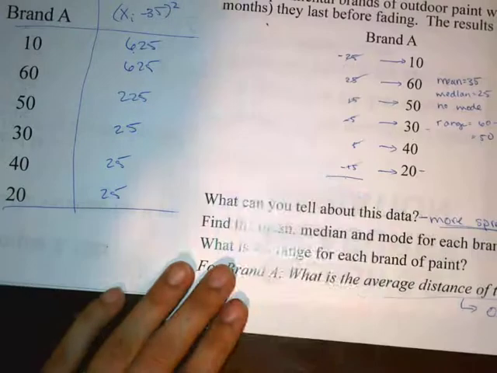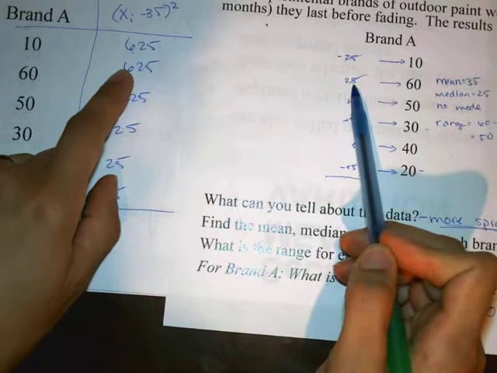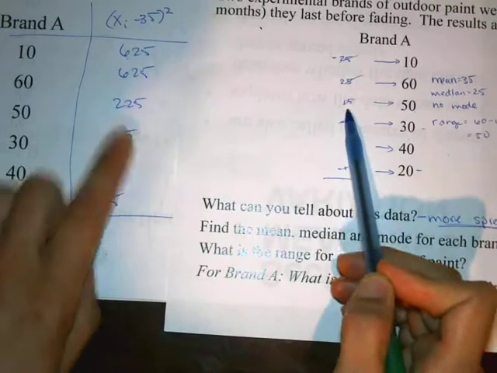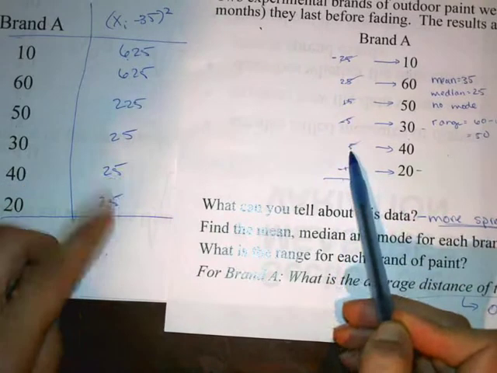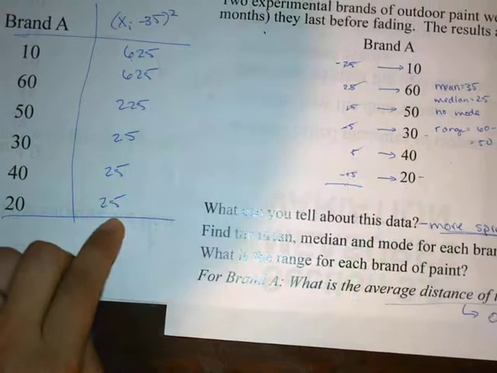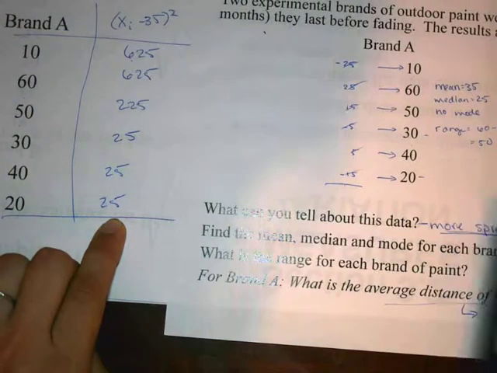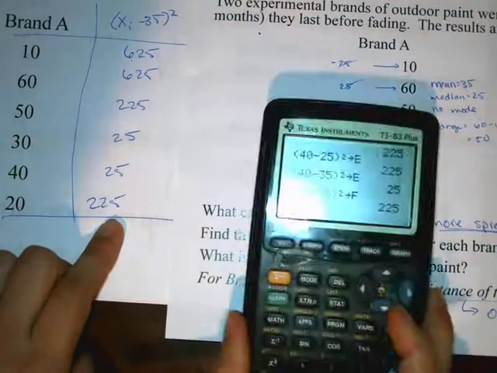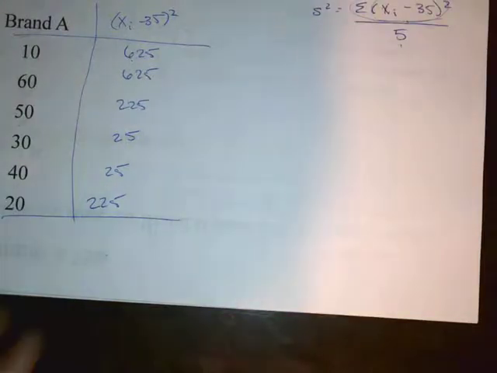And let's just check and make sure that this works from what we had previously found for brand A. So these first two numbers should be 25 squared, and they are. The next number should be 15 squared, and it is. 5 squared, 5 squared, and I wrote that one wrong. My calculator gave me a 225, but I didn't write it as a 225.